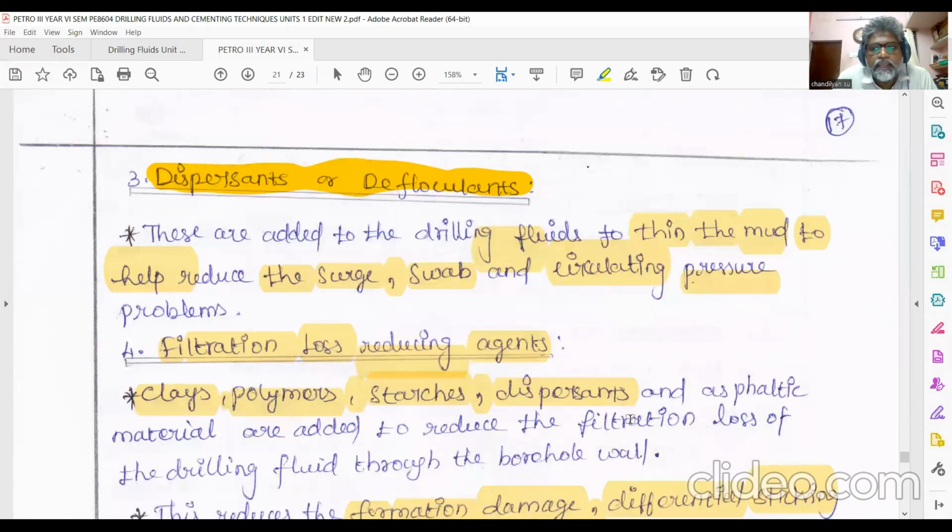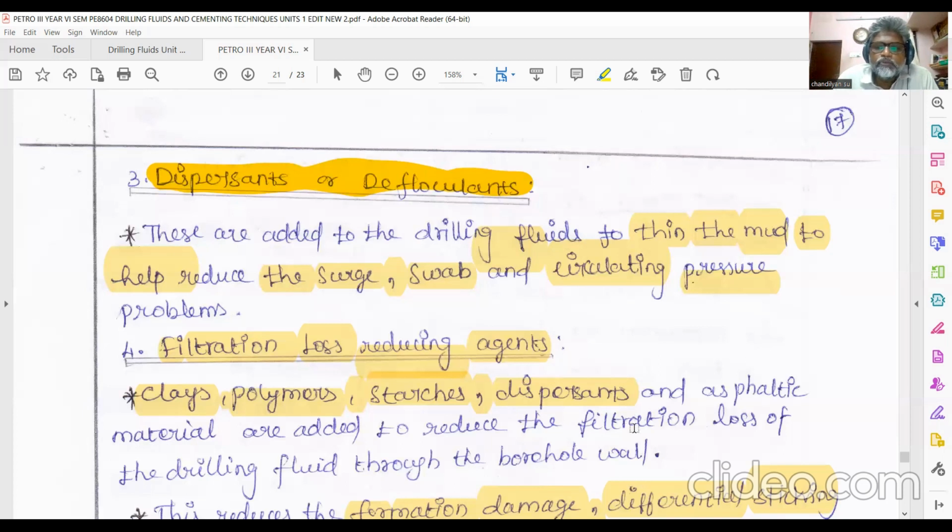Dispersants or deflocculants. Dispersants are the chemicals which are used to scatter, the chemicals which will not settle at the bottom quickly, which will be held in suspension. Flocculants means the ability of material to join together and become a bigger mass. Deflocculant is the opposite. It's a chemical which is added to not let it join and become a bigger mass. That one is called deflocculant. In drilling fluids, dispersants or deflocculants are added to thin the mud and reduce the surge and swab as well as the circulating pressure problems.